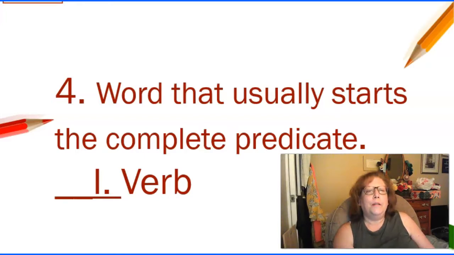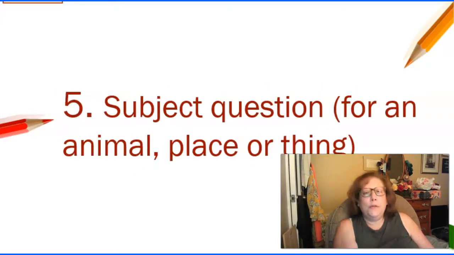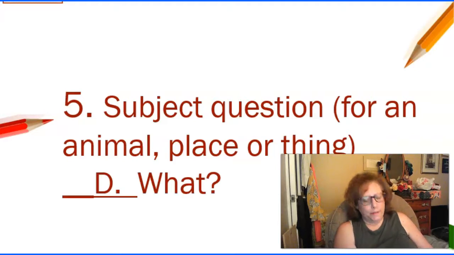All right, let's move down to number 5. And we want to do a subject question. Now we've only got 2 questions left. We have who and we have what. Now this one says the subject question for an animal, place, or thing. Which one do you think's better? Who or what? Well, probably what. So D is what's going to fill that one in.